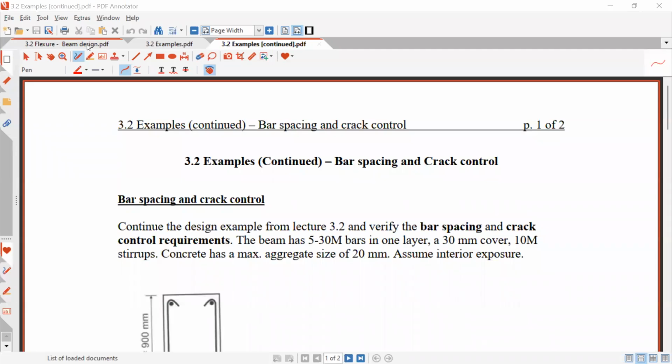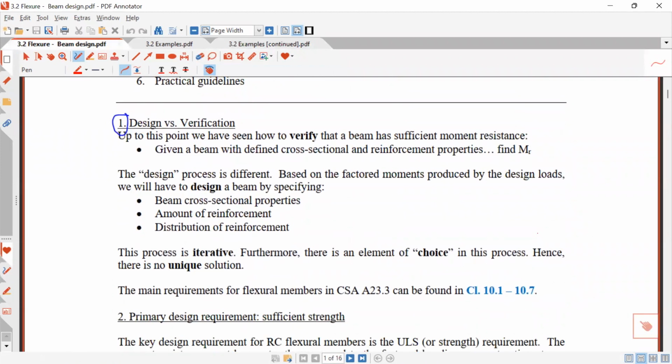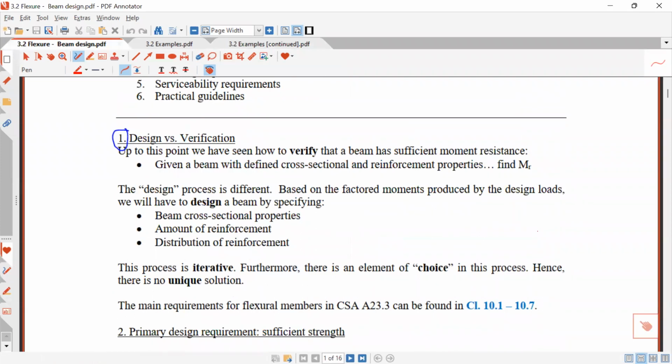So let's go back to beam design. As I mentioned, the primary design requirement is to find this moment resistance. Let's read this: design versus verification. Up to this point, we have seen how to verify that a beam has sufficient moment resistance. Given a beam with defined cross-sectional and reinforcement properties, find MR. The design process is different. Here, you're going to have the factored moments that you determine based on loads. So based on loads, you would find this factored moment produced by the design loads.